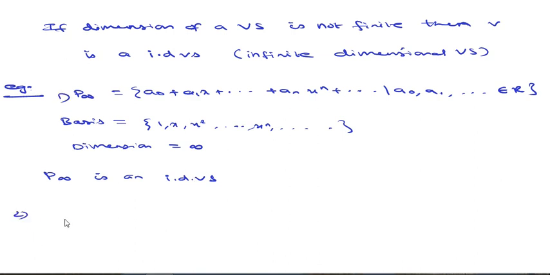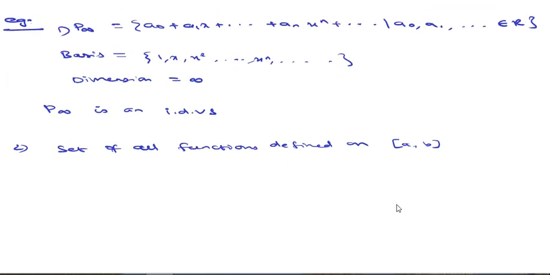The other example is the set of all functions defined on the closed interval a comma b. So here the basis set is not finite, therefore it is an infinite dimensional vector space.